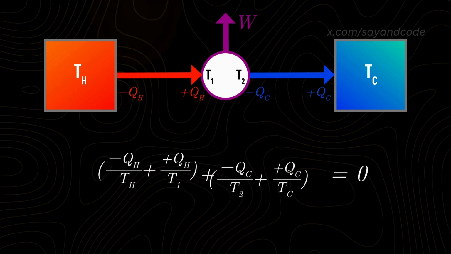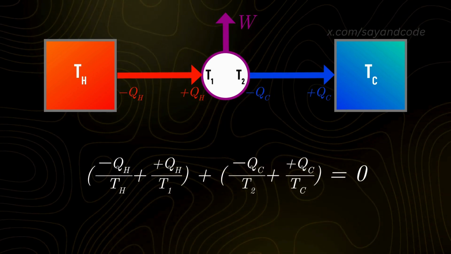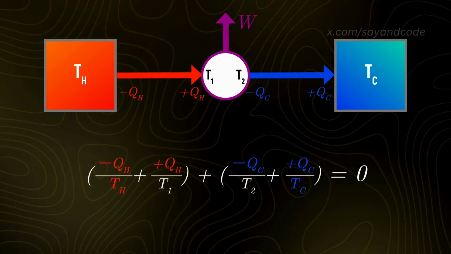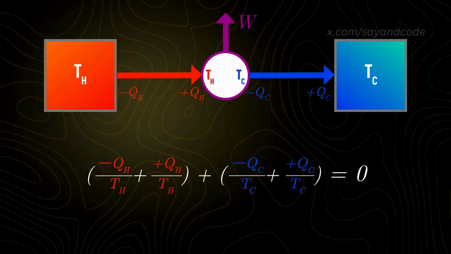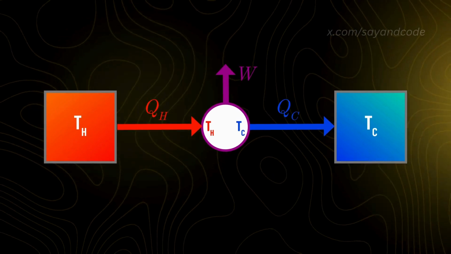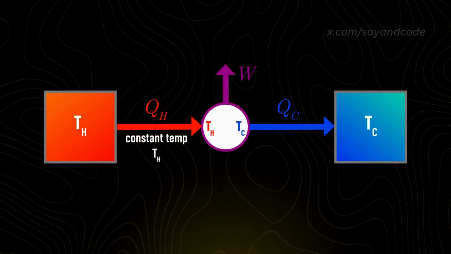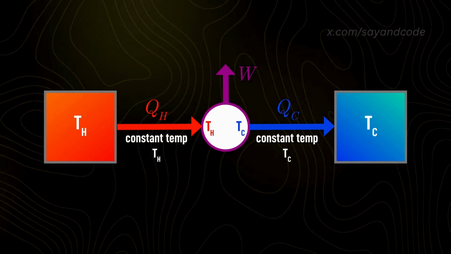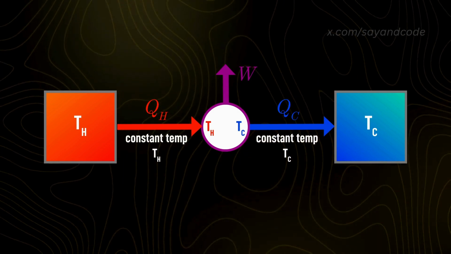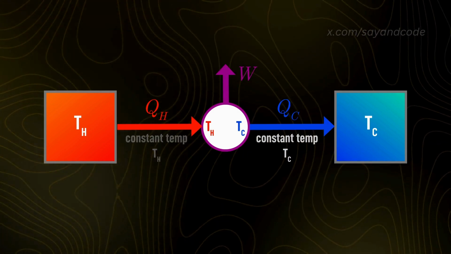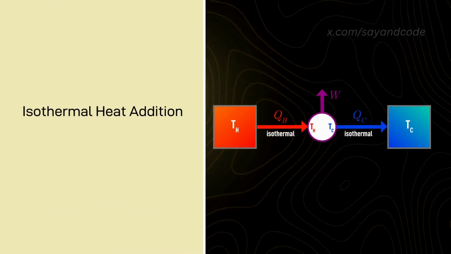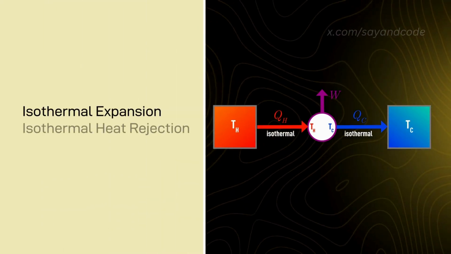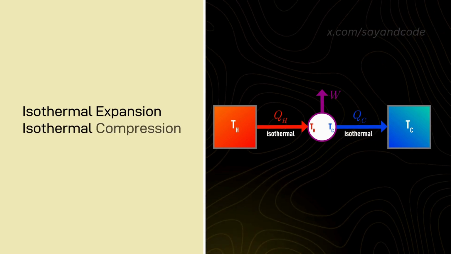So this becomes our new condition for the perfect engine. The only way for this to happen is if T1 is equal to TH and T2 is equal to TC. Hence, in the ideal engine, heat is added at a temperature of TH and is rejected at a temperature of TC. If the temperature on both sides is the same, that makes it an isothermal process. So the processes are isothermal heat addition or expansion and isothermal heat rejection or compression.